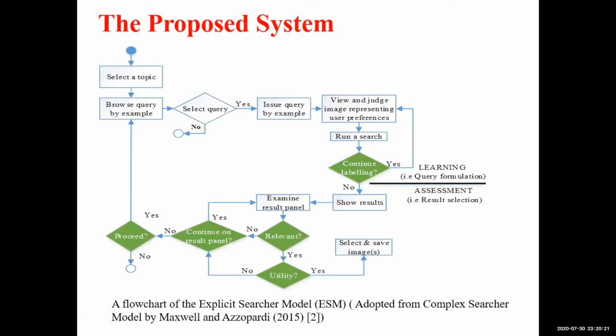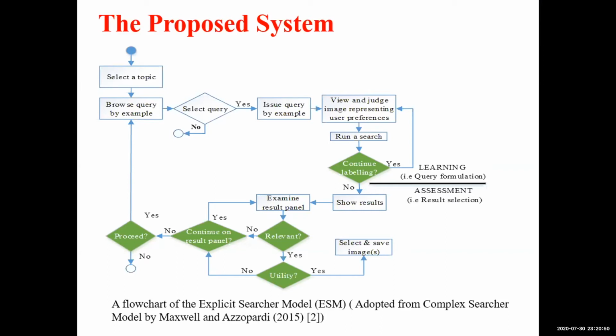The proposal system, as we can see here, is based on the model we adopted from the complex searcher model that is used to track the user behavior. This is where the user can select the topic, then browse and query by example, as we use this model for content-based image retrieval.